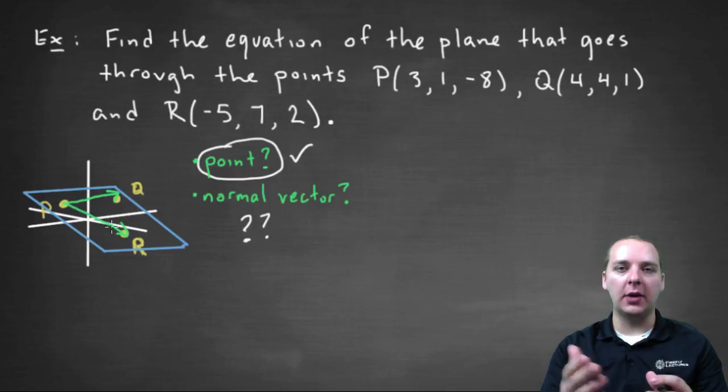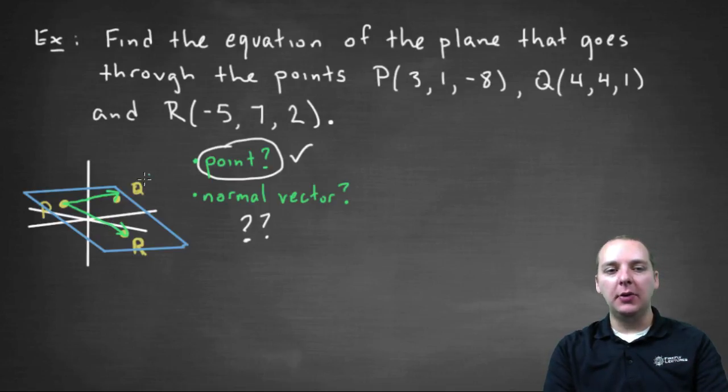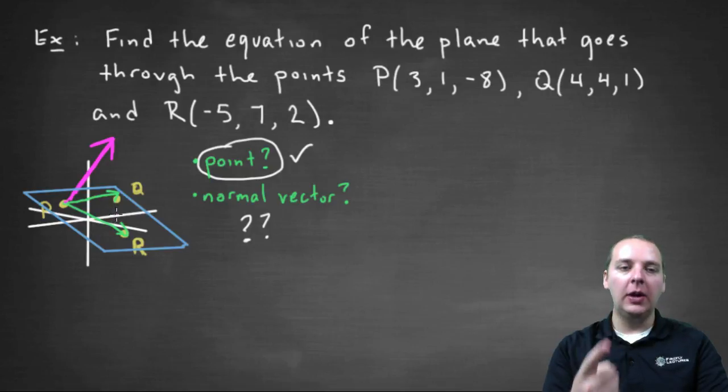If you don't remember it, go back and watch our cross product videos. But if you take the cross product of PQ and PR, you'll get a vector like this pink one here that is orthogonal to both of these at the same time. So that's going to be the process. We're going to create a vector PQ. We're going to create a vector PR. Then we're going to take their cross product.